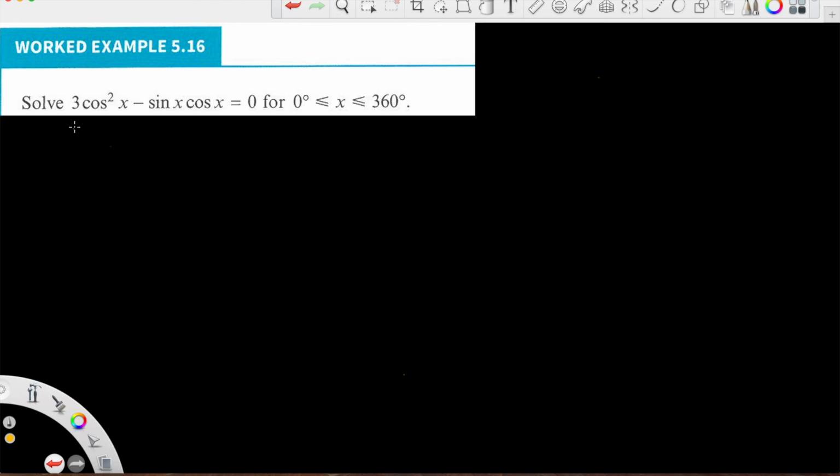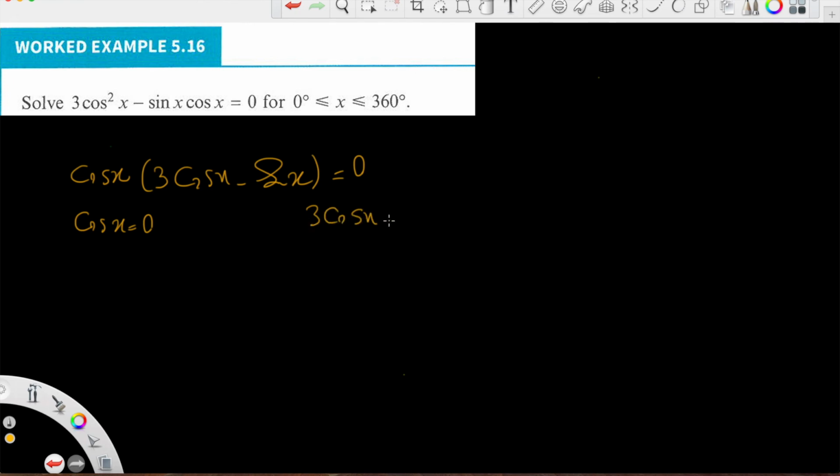Next example is the equation 3 cosine squared x minus sine x cosine x is equal to 0. Here, if you factor out cosine of x, as it is a common factor, let's see what happens. Cosine of x times 3 cosine of x minus sine of x is equal to 0. So you will have two equations to solve. Once cosine of x is equal to 0, and once 3 cosine of x minus sine of x is equal to 0.